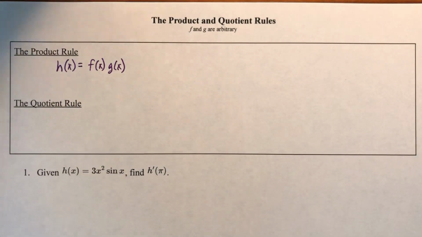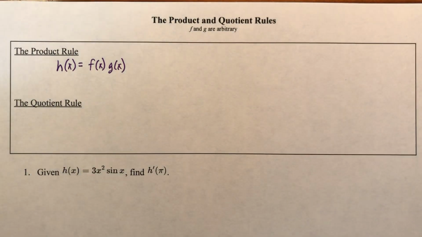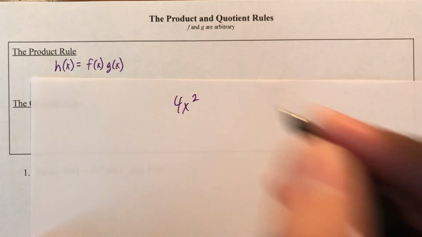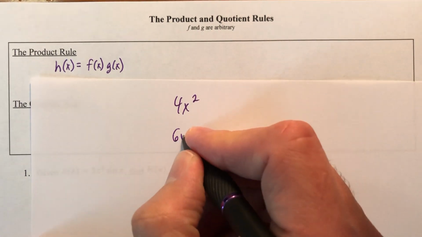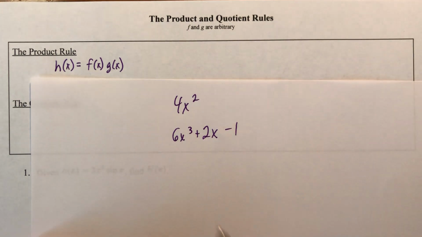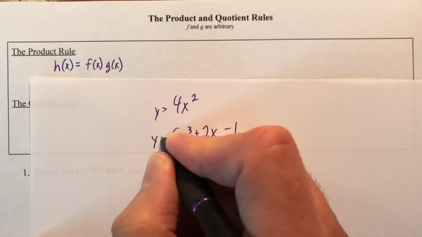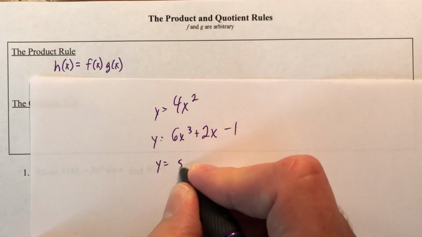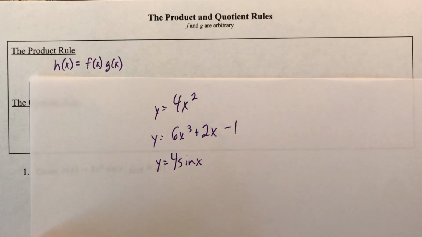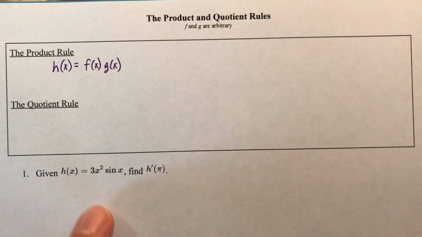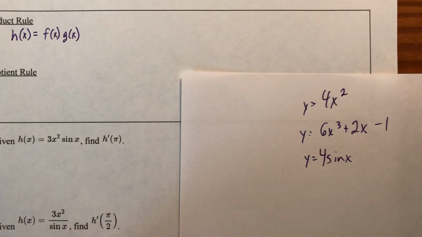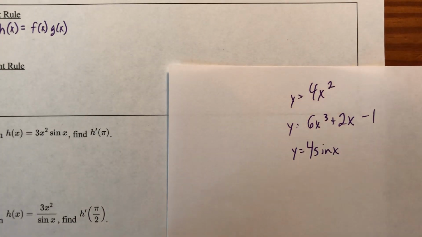So up to this point, we can take the derivative of pretty much any polynomial that we wanted. We could say, oh, I know the derivative of 4x squared. I know the derivative of 6x to the third plus 2x minus 1. We can take the derivative of all that. We can take the derivative of sine and cosine. We could take the derivative of 4 sine. But what if I wanted to take the derivative of, and let's look at the first example, 3x squared times sine? Well, now we're mixing some of this with some of this. So what's the rule for that?